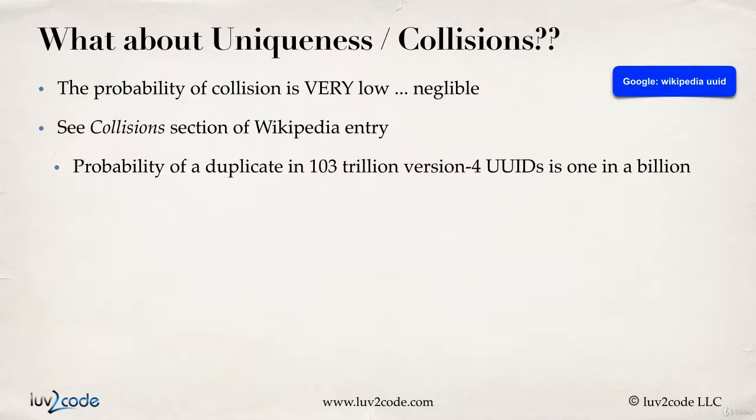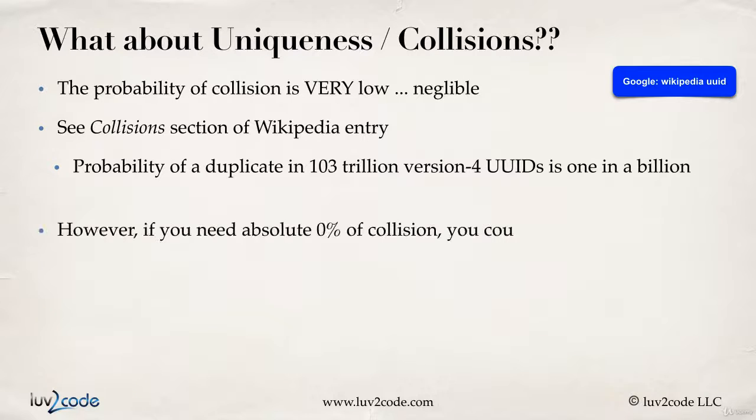And they have some other nice information there as far as generating UUIDs every second for the next 85 years. They give you that part there. So be sure to check that out. However, you say, well, 1 in a billion, I can't have that. I need to have absolute 0% chance of collision. Okay. So in that case, you could do this instead.